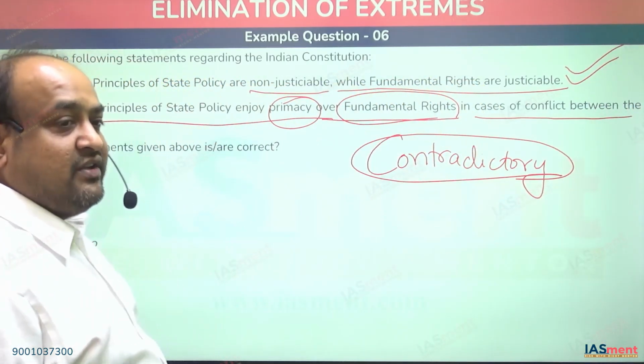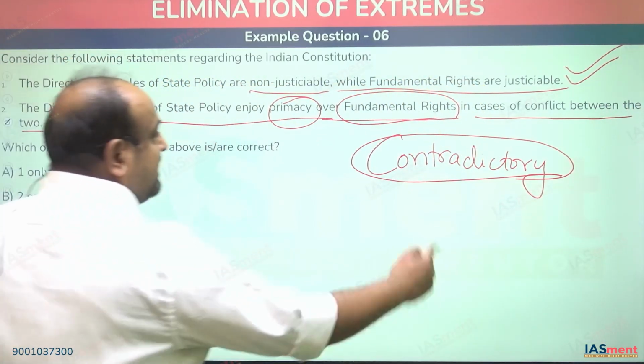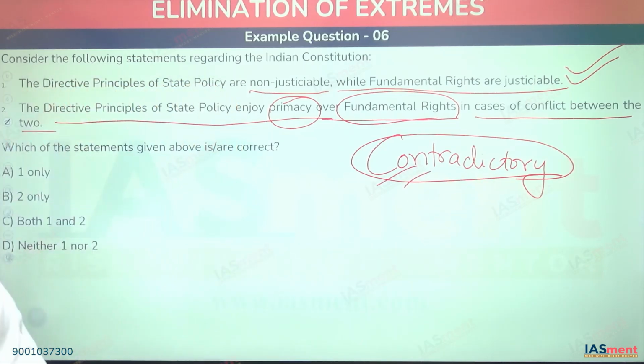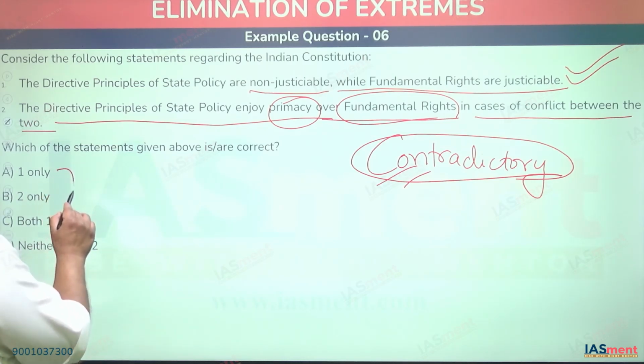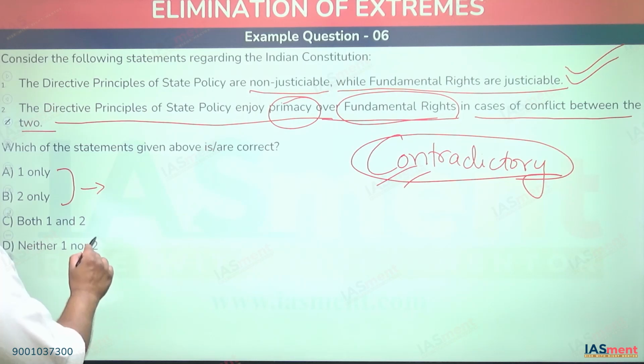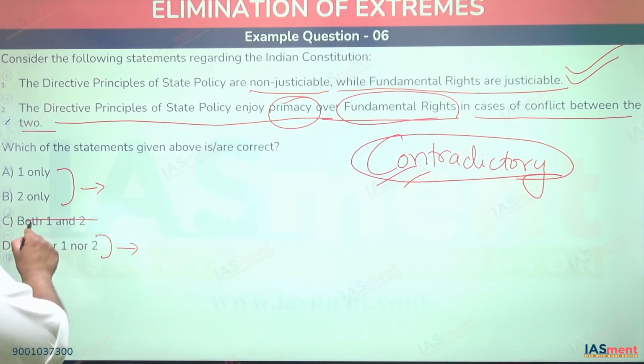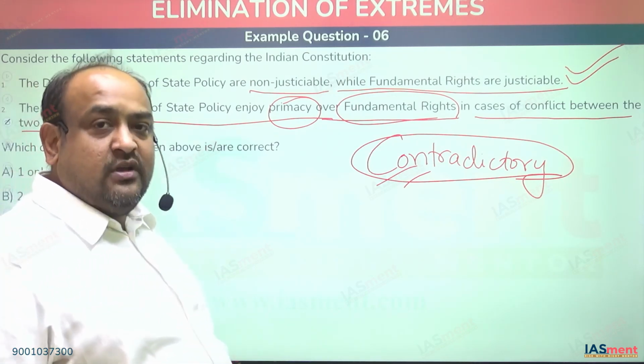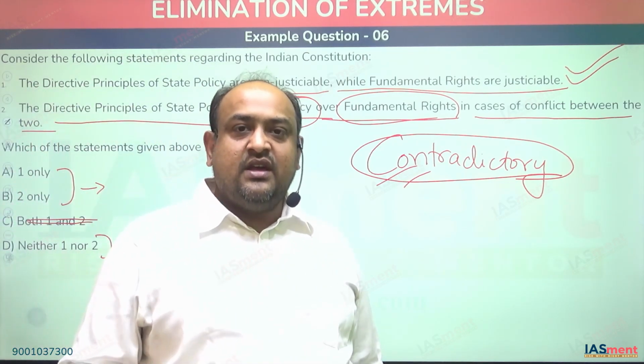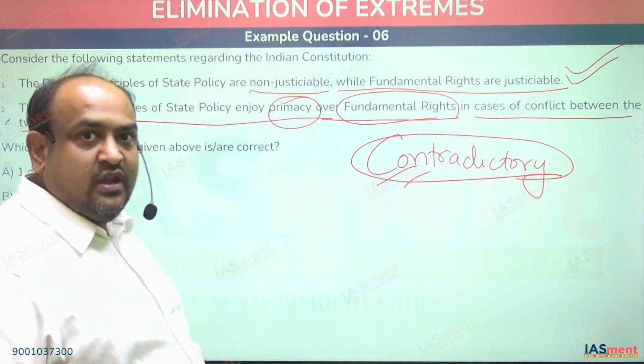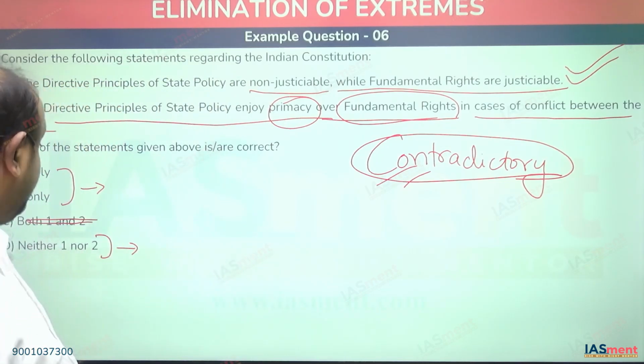And if this statement is correct and both are contradictory, then what is the possibility? Either one of the options is correct or none is correct. Now, C is eliminated at first instance. Once we understood that both the statements are contradictory, C is eliminated. Now we are left with 1, 2 and 4.